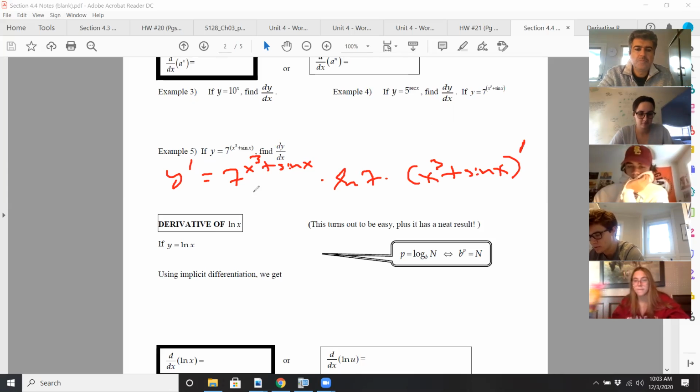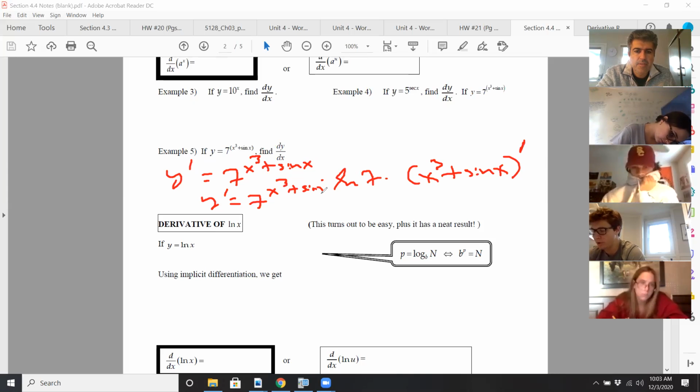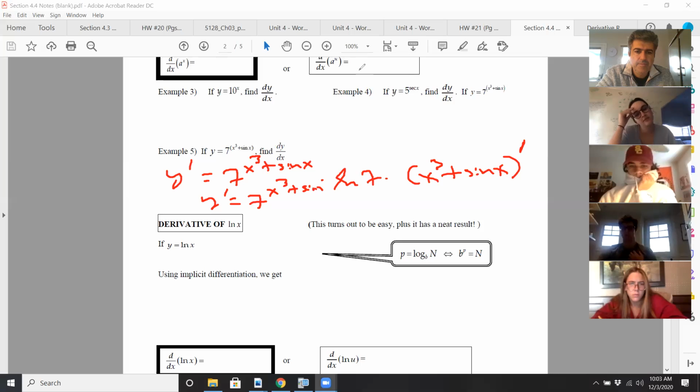Okay. So if I finish this off, I get 7 to the x cubed plus sine x times natural log of 7. Gosh, let me do that again. That was really messy. 7 to the x cubed plus sine x times natural log of 7 times 3x squared plus cos x.